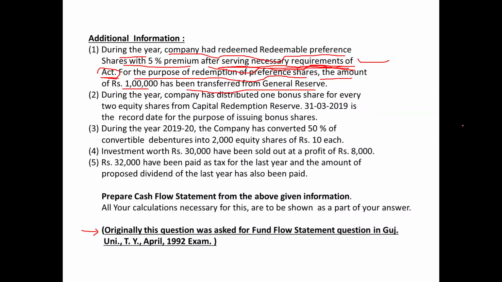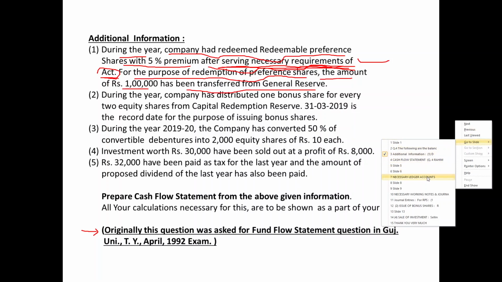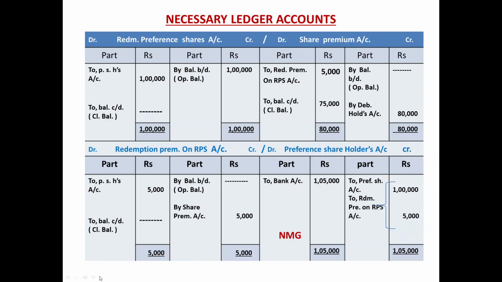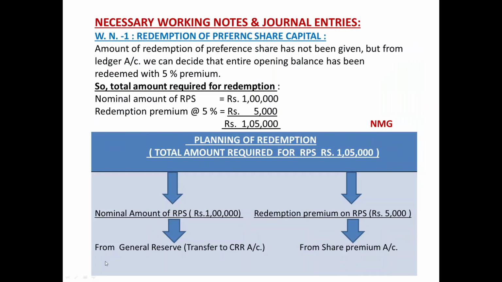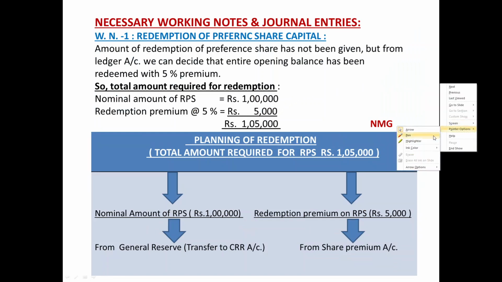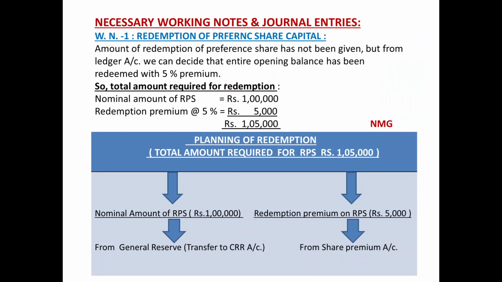Okay, let us start it. Let us implement it. RPS redemption. Let us prepare a working note for the RPS redemption. Working note number 1. Have a look. Redemption of preference share capital. Over here in the question, in that point number 1, amount of redemption of preference share has not been given. So how can we decide it?